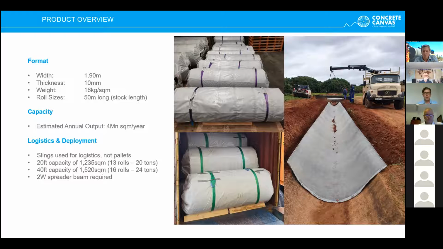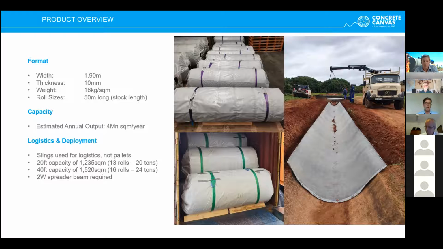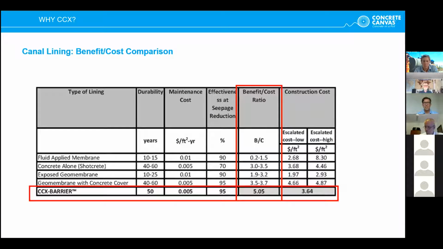For export purposes, we have determined that a 20-foot container has the capacity of approximately 1,200 square meters, whilst a 40-foot container has a capacity of around 1,500 square meters based on a stock roll length of 50 meters. We also have the capability to fabricate bespoke roll lengths to suit specific cross-sectional profiles.